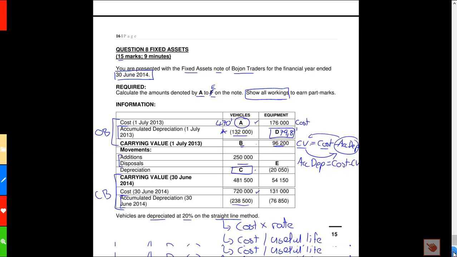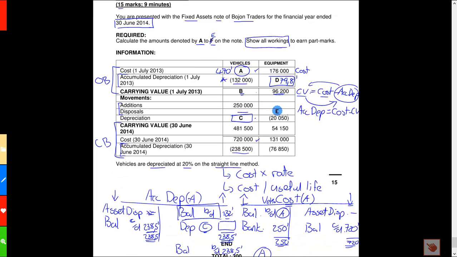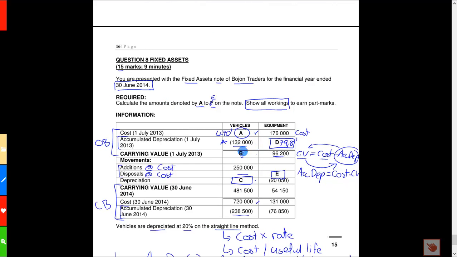Then the last one, number E, it asks us what is the disposals amount. This is the additions at cost price. They don't have to tell you that. You need to know that. Sorry, I do apologize. The disposals is always at the carrying value, and the additions is always at the cost price. So please remember that additions at the cost price, disposals at the carrying value.